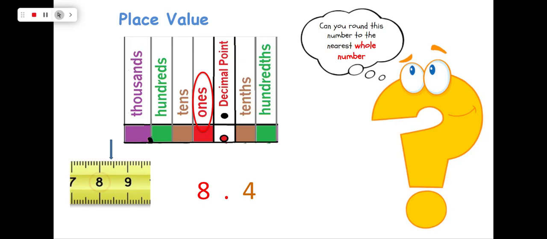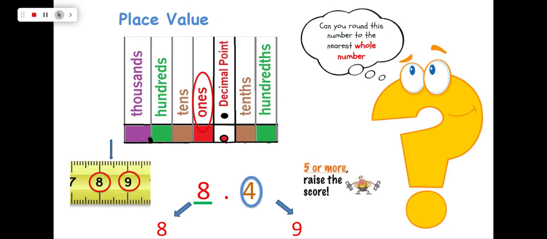First, we underline the digit in the place that we're rounding to. Then we circle the digit to the right. The digit to the right is a 4. 5 or more, you raise the score. 4 or less, you let it rest. So 4 tenths is closer to 8, so we are going to leave it and let it rest at 8. So 8 and 4 tenths rounded to the nearest whole number is going to be 8.